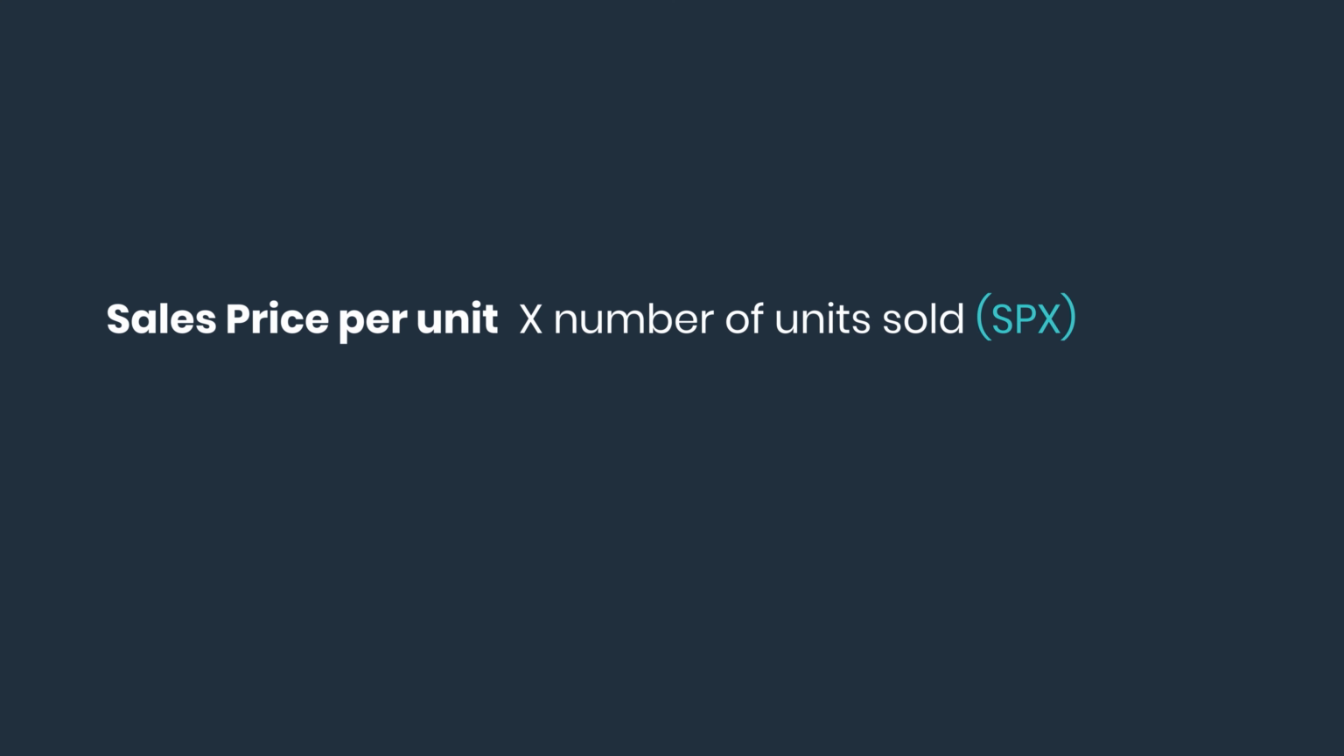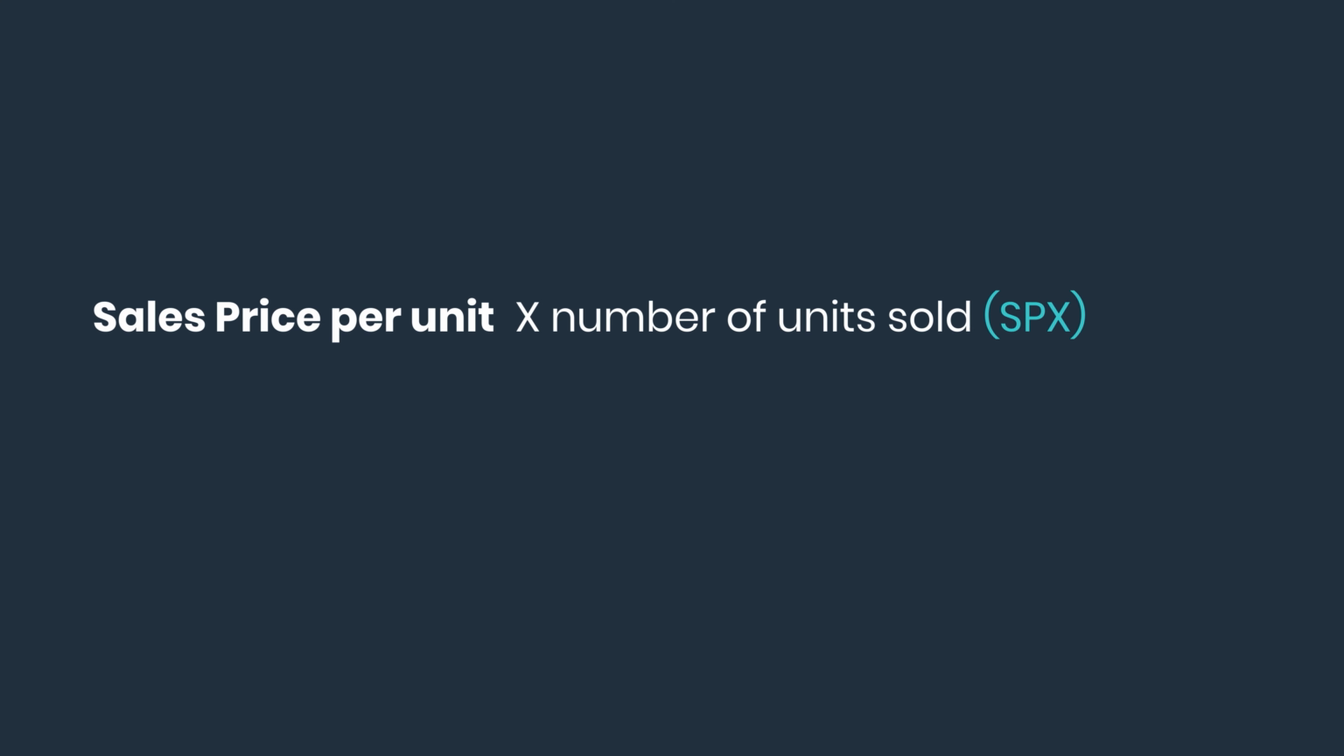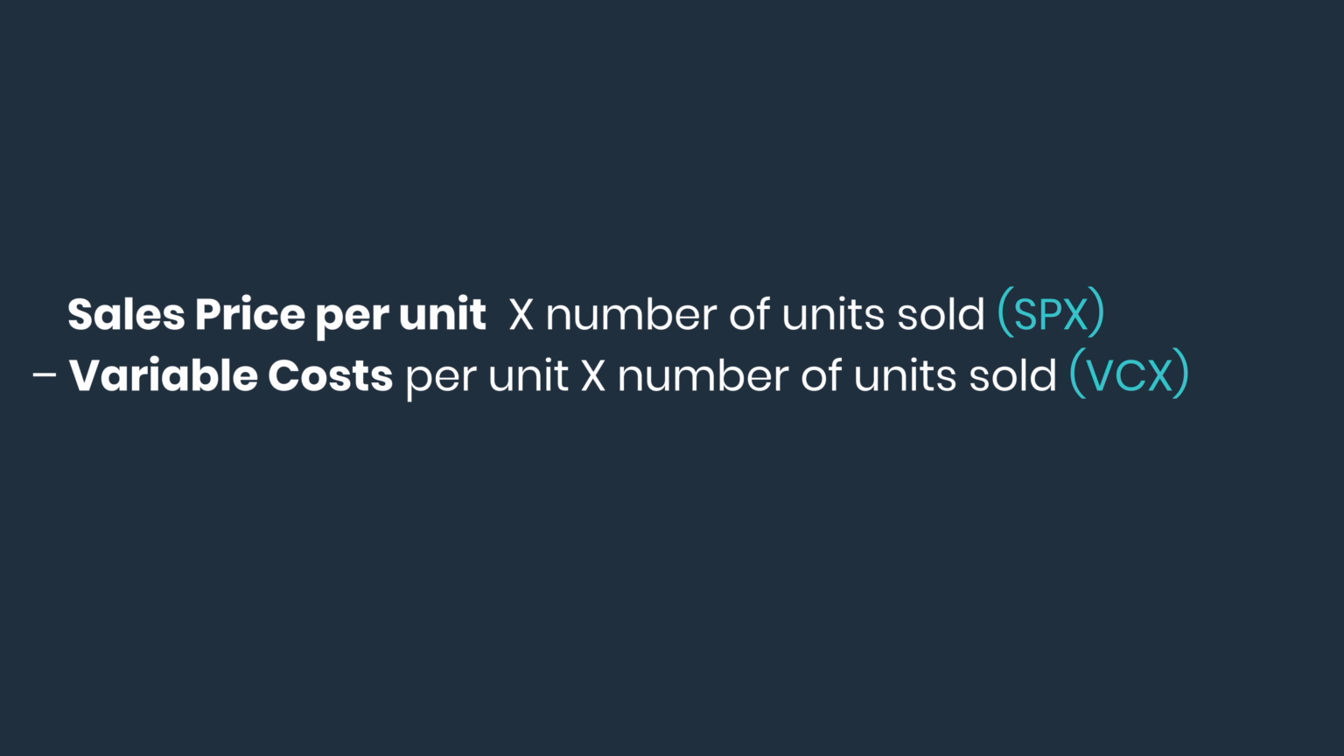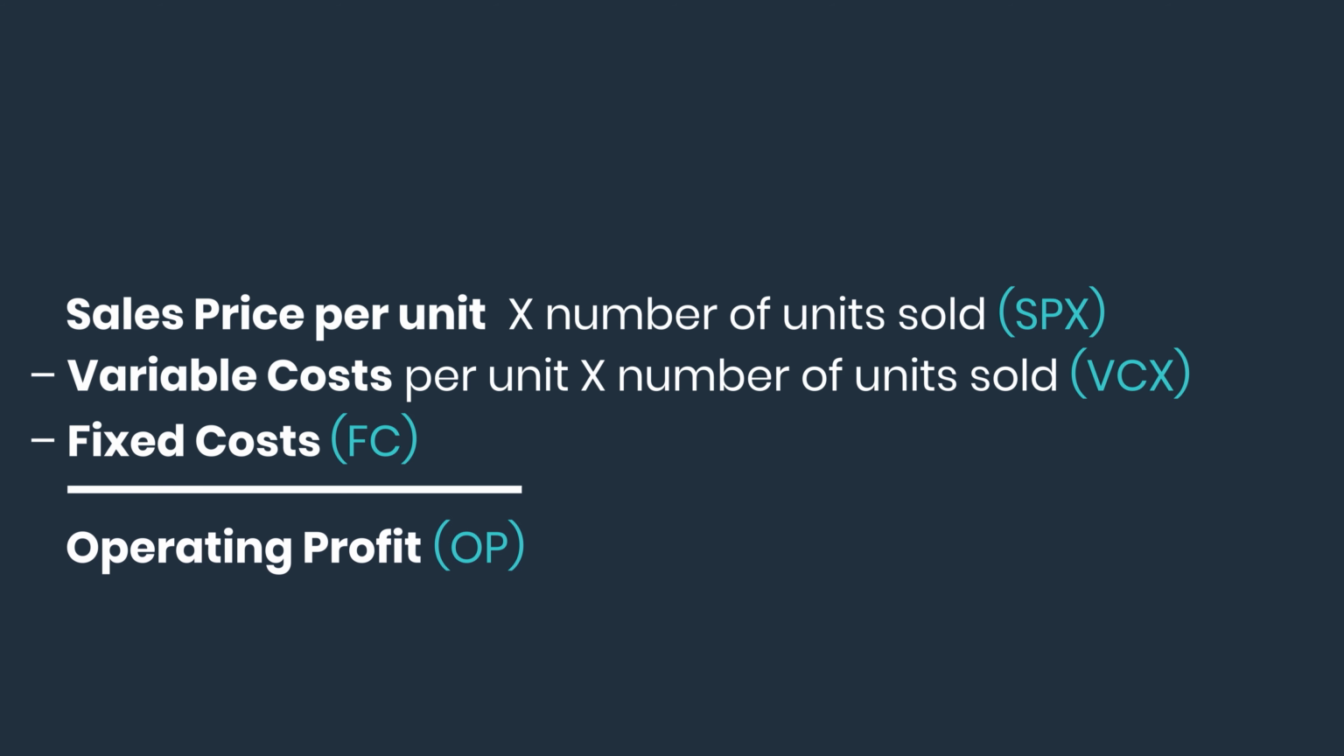The owner asks you if there is a way to do the same calculation through a formula that emphasizes sales volume. And of course, the answer is yes. As you'll recall, the formula goes as follows. Sales price per unit times number of units sold minus variable cost per unit times number of units sold minus fixed cost equals operating profit.